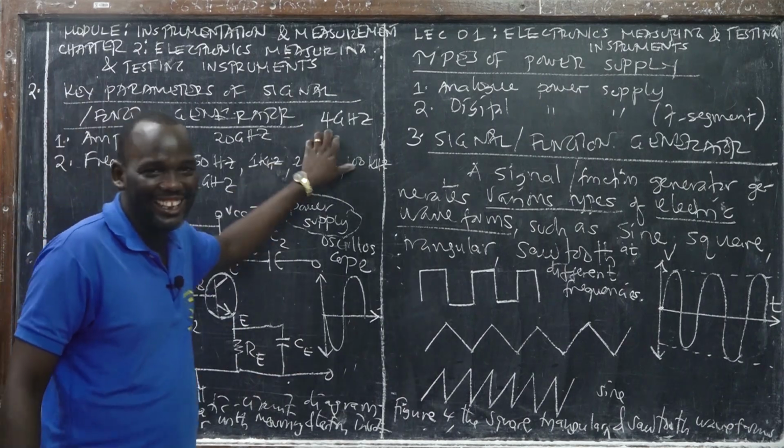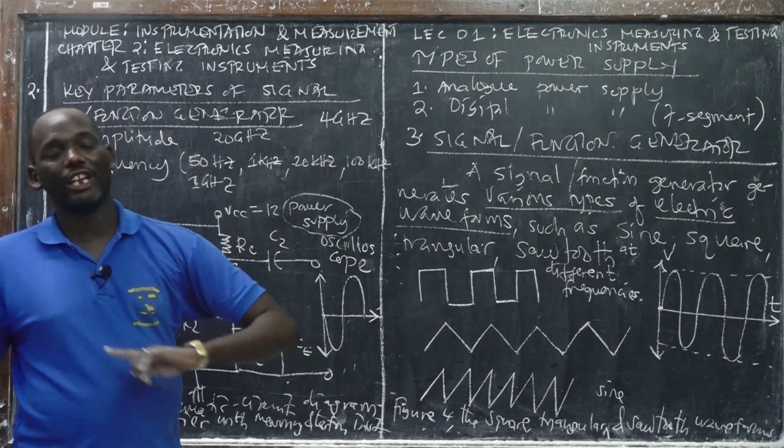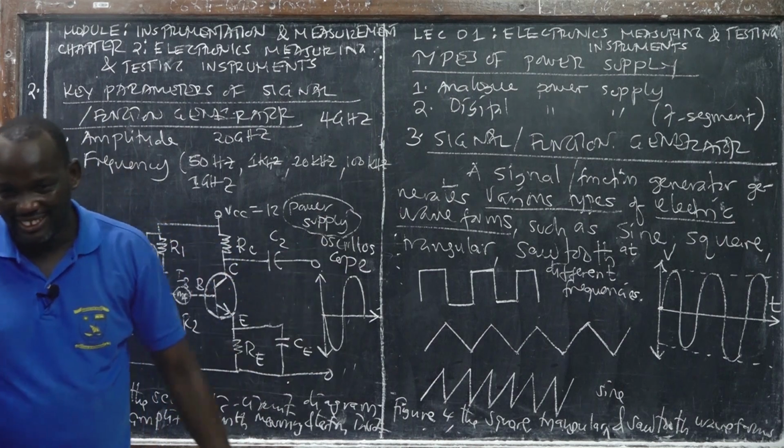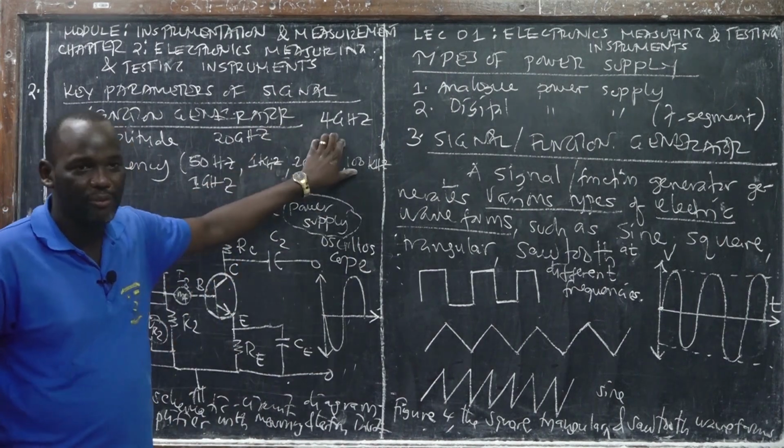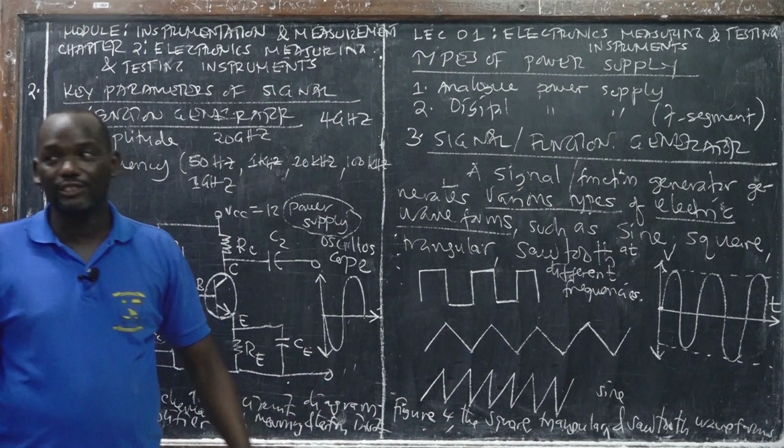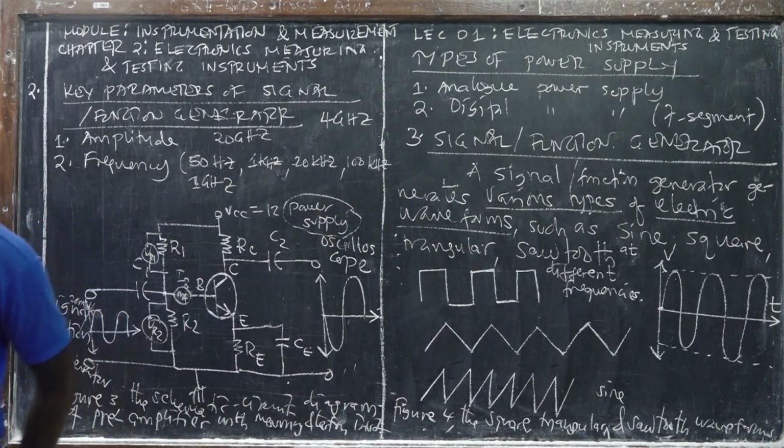So do you see the radio wave that is actually emitted from your mobile phone and being received? You are receiving a radio wave whose frequency is 4 billion Hz.